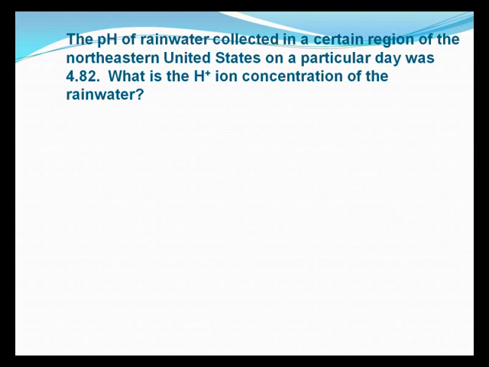So, the pH of rainwater collected in a certain region of the United States on a particular day was 4.82. What's the H plus concentration of that rainwater? pH is equal to 4.82, and so H plus is 1.51 times 10 to the minus 5 molar.